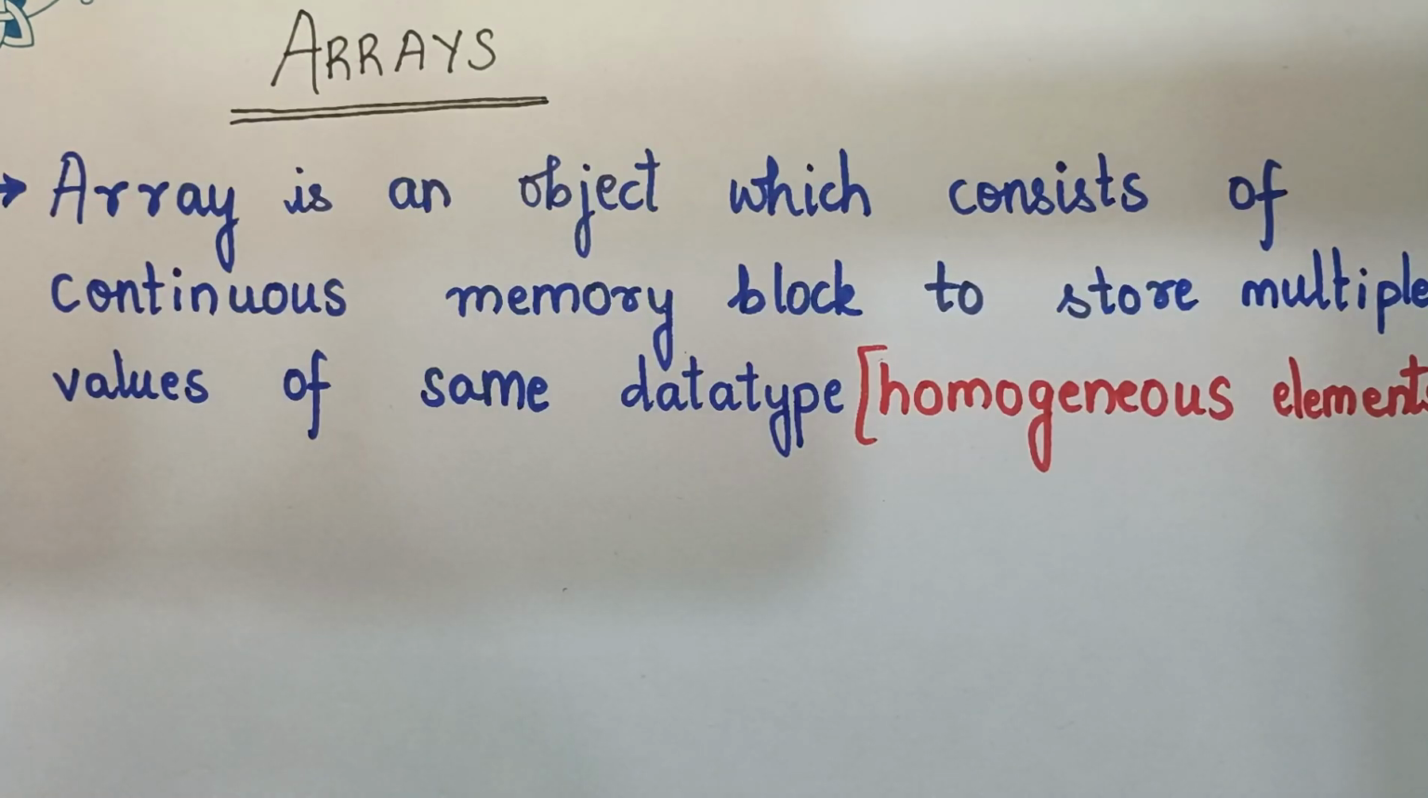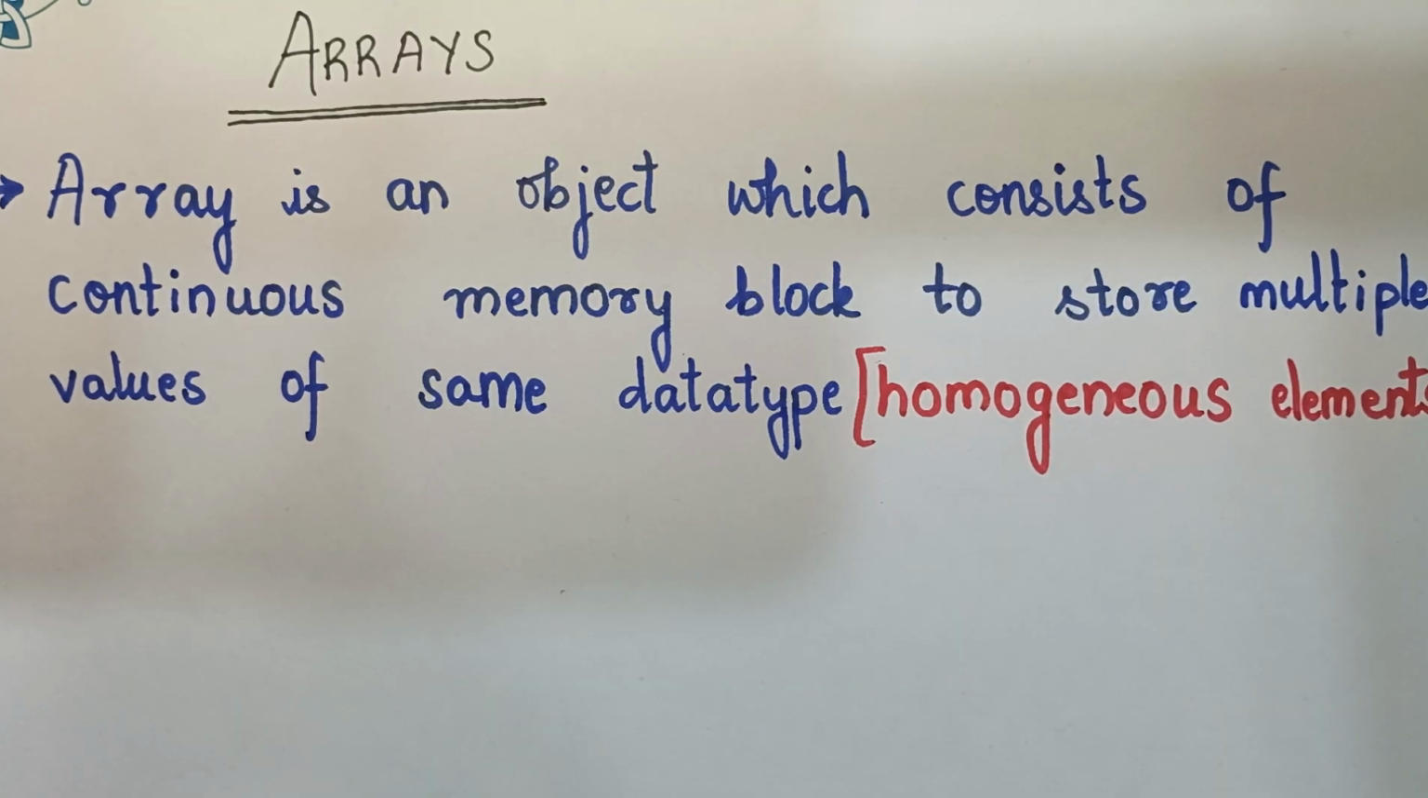Everyone, in today's video we'll be discussing arrays. So what is an array? Basically, an array is an object which consists of a continuous memory block to store multiple values of the same data type. That is, it is used to store only homogeneous elements like numbers 10, 20, 30, 40 or decimal numbers 1.5, 2.5 or 1.0, something like that.